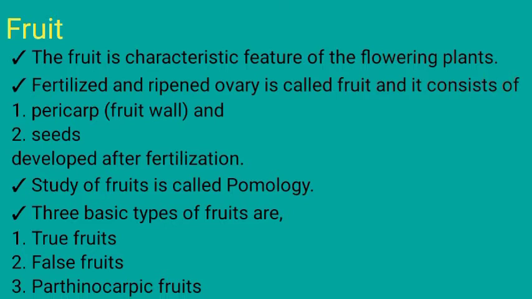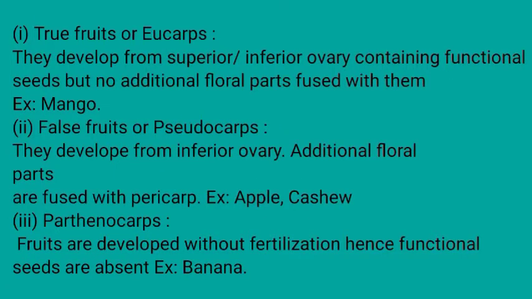Three basic types of fruits are: number 1, true fruits; number 2, false fruits; and number 3, parthenocarpic fruits. Number 1, true fruits, which are also called eucarps. They develop from superior ovary containing functional seeds but no additional floral parts fused with them. Example, mango. Number 2, false fruits, are pseudocarps.